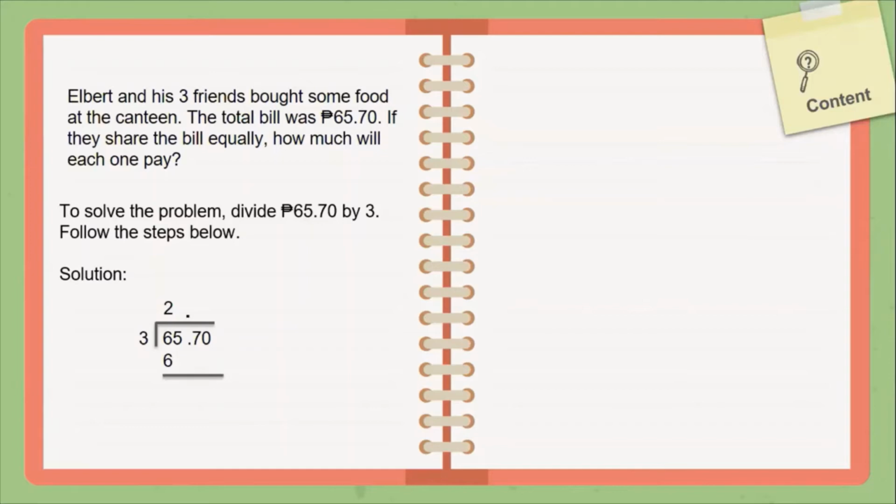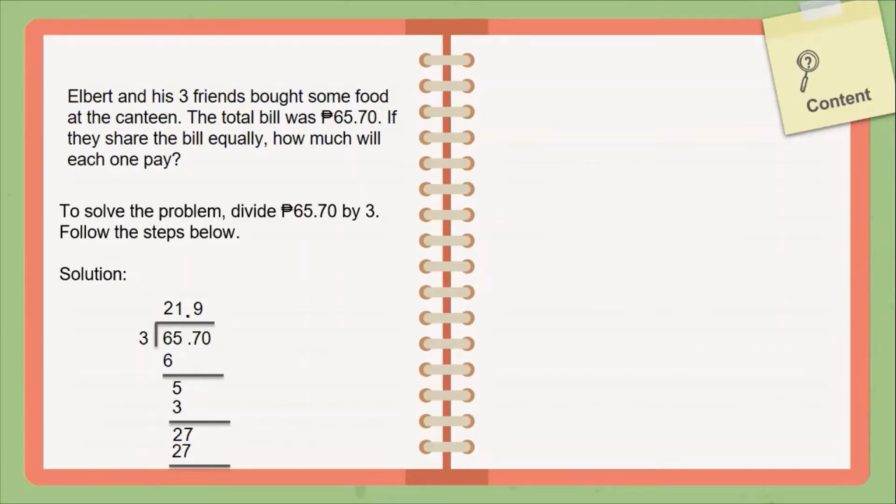Okay, the next step is that we need to bring down 5. So 5 divided by 3 is 1. 1 times 3 is 3. And let us subtract: 5 minus 3 is 2. We cannot divide 2 by 3, so we need to bring down 7. This time we can now divide 27 by 3. 27 divided by 3 is 9. 9 times 3 is 27, and 27 minus 27 is 0.